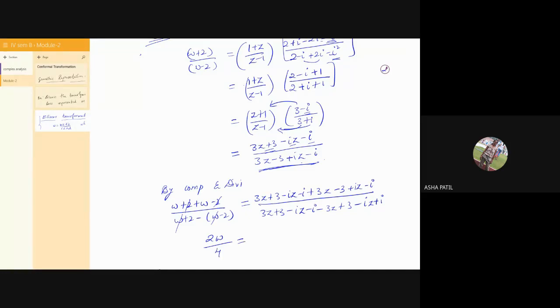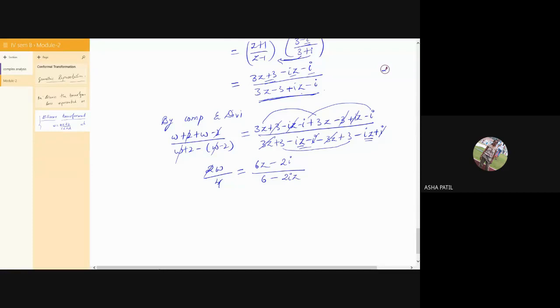Now what happens in the numerator of RHS terms? Plus iz minus iz cancels. Then minus 3 and plus 3 cancels. What do we get? 3z plus 3z is 6z. Then minus i minus i is minus 2i. In the denominator, the ones left over get cancelled here. 3z and minus 3z cancel, and plus i and minus i cancel. 3 plus 3 we have 6, minus iz minus iz is minus 2iz.